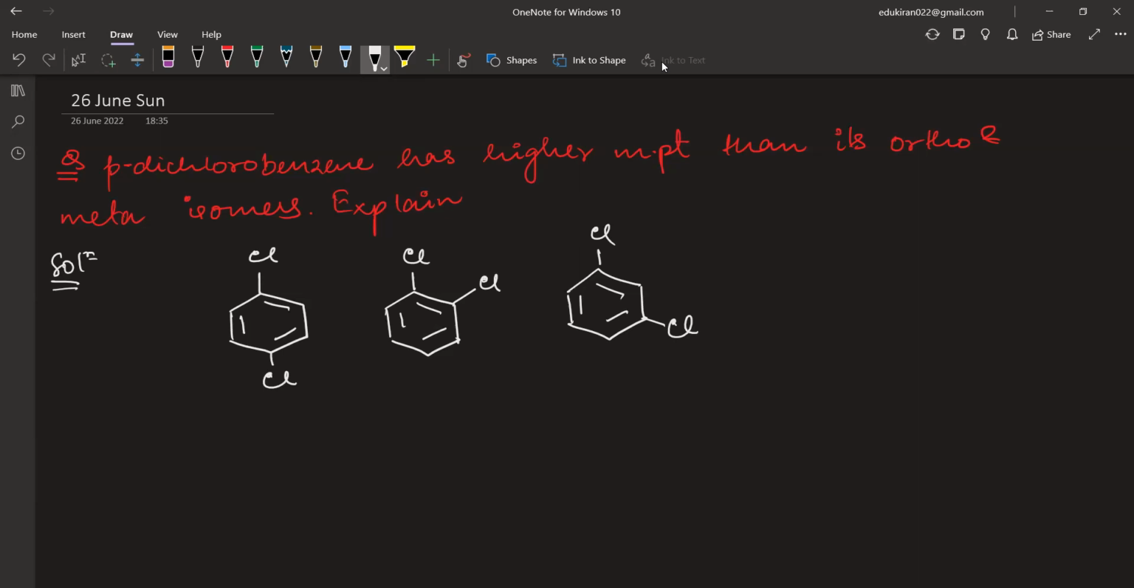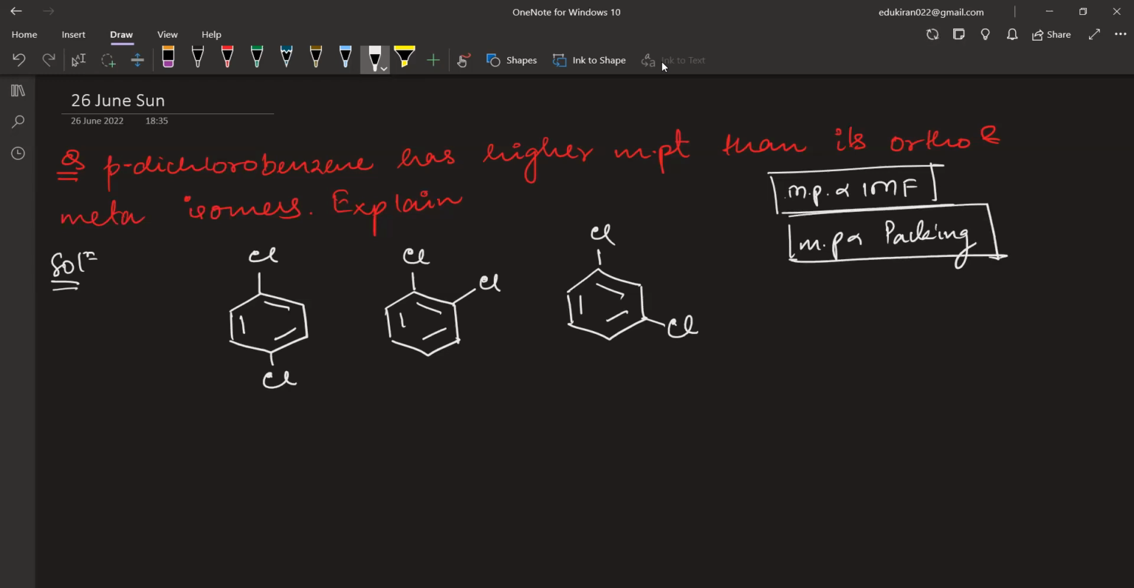Yes. So if something is symmetric, in melting point, there are two things. Melting point will be directly proportional to the intermolecular forces of attraction. That is very true. But melting point also depends on the packing efficiency, or how efficiently the crystal is packed. If it is packed very efficiently, breaking it will be very difficult. And since this is symmetrical, the packing of p dichlorobenzene will be easier. Is that clear? Yes or no? Please tell me.